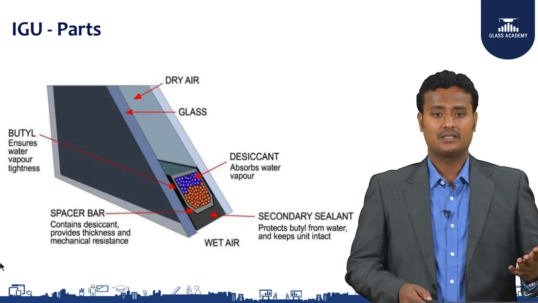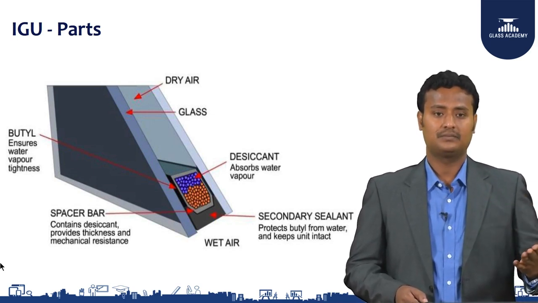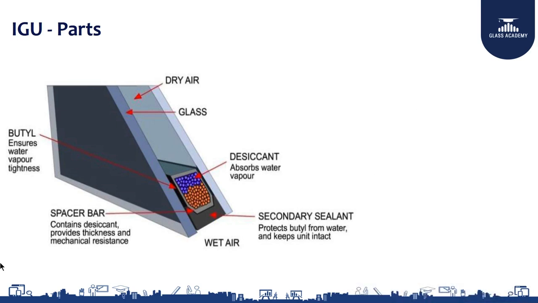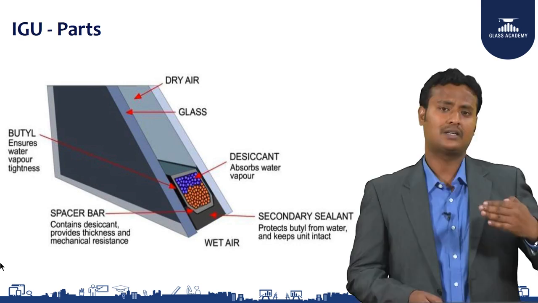The next is the butyl, which ensures water vapor tightness and will not allow any water to seep inside the IG unit. If any moisture was there at the time of glazing, it will not allow it to penetrate into the secondary sealant, which would cause loss of insulation. So it ensures water tightness.